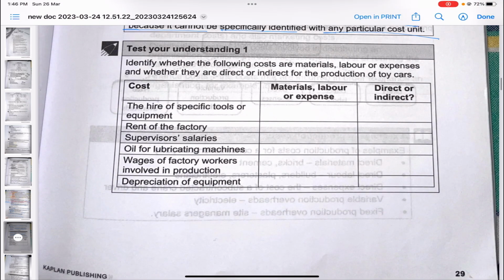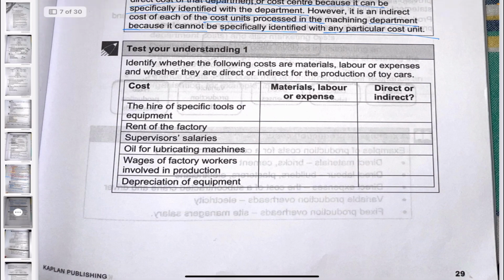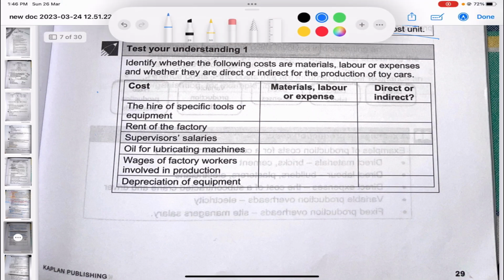Let's quickly start with a test of understanding 1. The hire of specific tools or equipment. Think about it. Pause the video and fill it in, and then you can discuss with me.